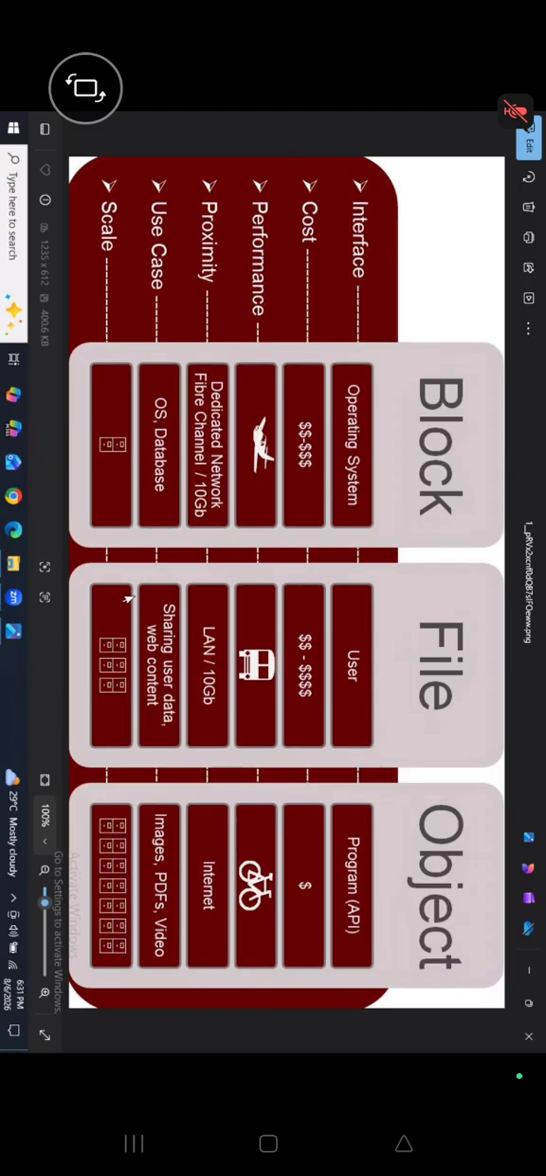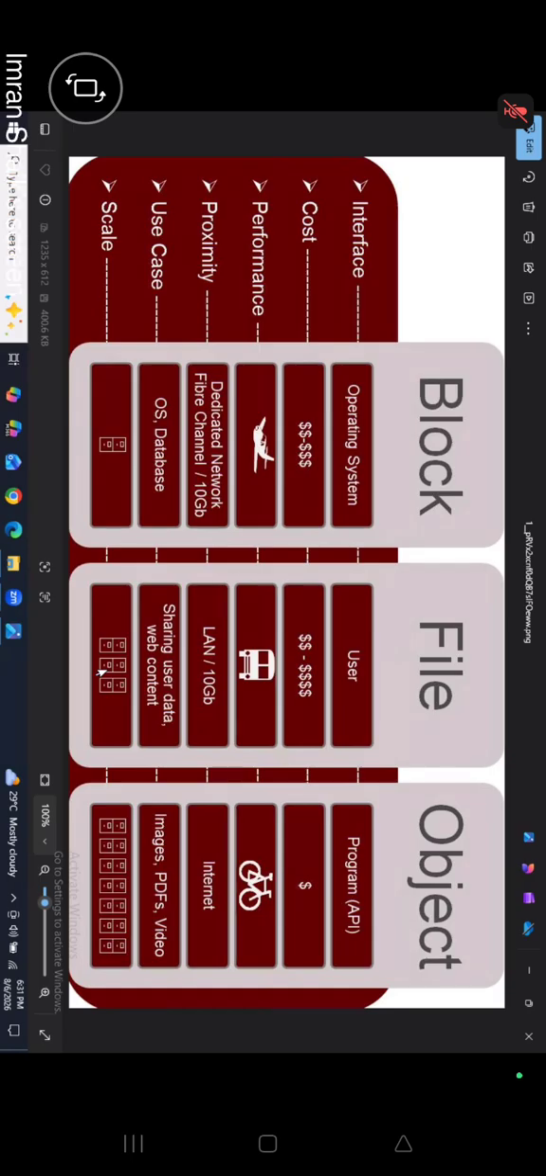Sharing user data, web content, etc. Yes, we can increase the size of that particular folder. Scalability we have, but it's not that effective scalability, right? It depends on your hard disk only. You are going to deploy this share folder into your laptop itself only, so your share folder size depends on your hard disk only. Yes, no.